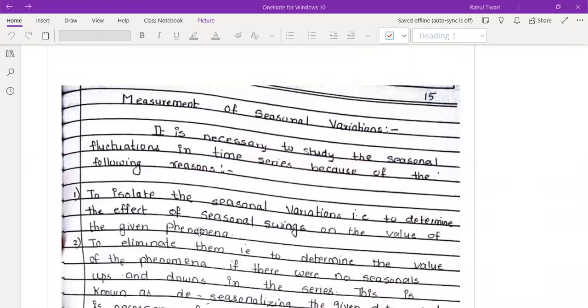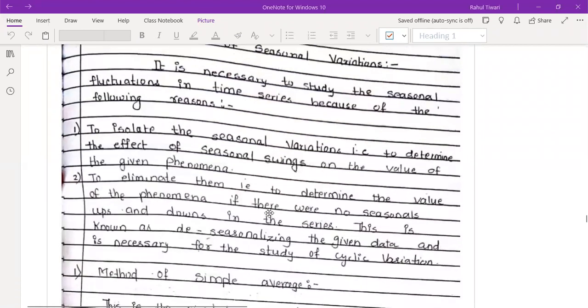on that. Okay, so we try to remove that variation from that series. Okay? So it is necessary to study the seasonal variation, and because there is a lot of fluctuation in the data, we can study it because of the following reasons. So what are the reasons?